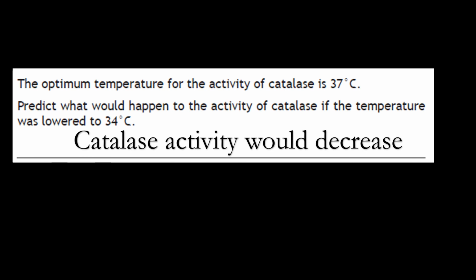Now, if you had an experiment that was carried out at 20 degrees Celsius for an enzyme, and you didn't have what the optimum temperature was, and it says predict what would happen to the activity of the enzyme if the temperature was increased to 37 degrees, you would then put that the enzyme activity would increase because it would be nearer the enzyme's optimum, which is the enzyme's most active conditions.